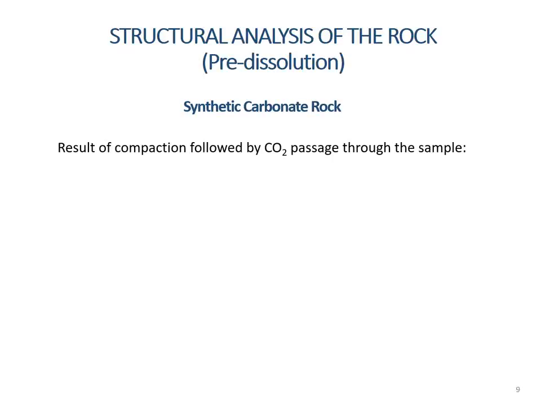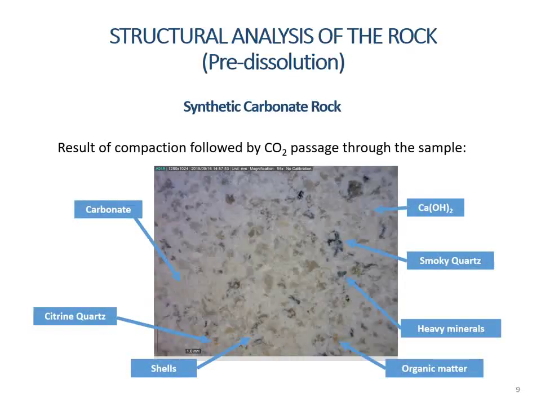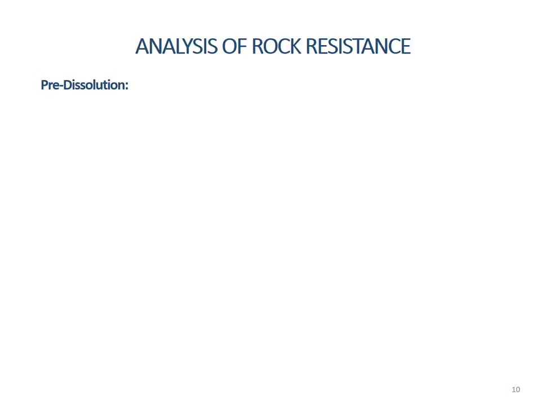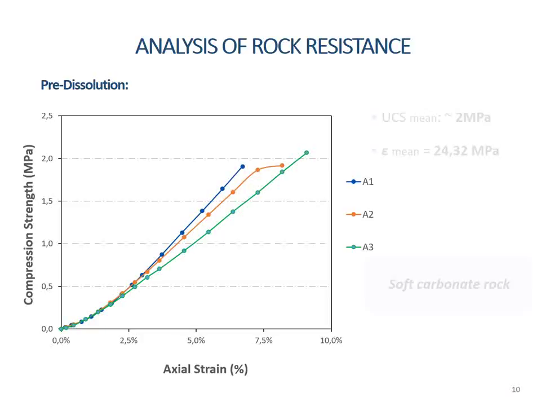The result of a structural analysis of the rock before the dissolution test showed the compaction followed by CO2 passage through the sample and the main component of the rock and its heterogeneity. The value of the estimated uniaxial compressive strength was 2 MPa, a low value when compared to the resistance found in natural rocks, but with this value the rock was still considered as a soft carbonate. Limitation of the compaction equipment may have prevented the rock from reaching a higher density.